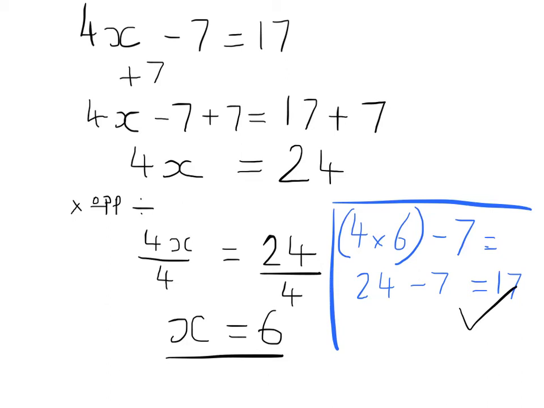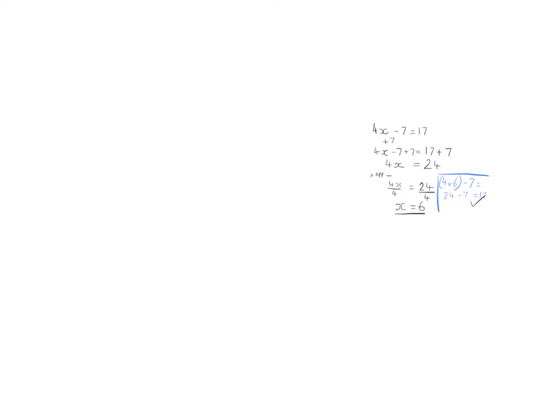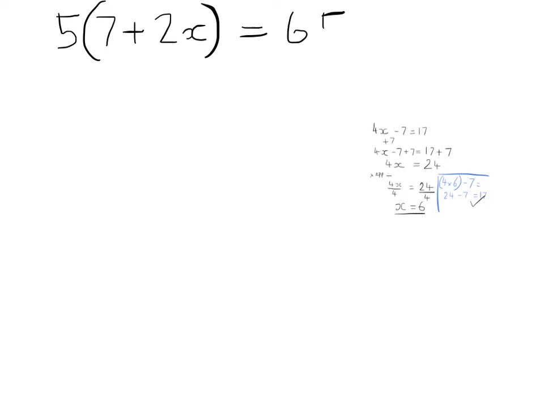Alright, let's try another example. Alright then, let's have a look at this example. Let's have a look at 5 multiplied by 7 plus 2x equals 65. Okay, so it's a little bit more difficult, but we can do it.